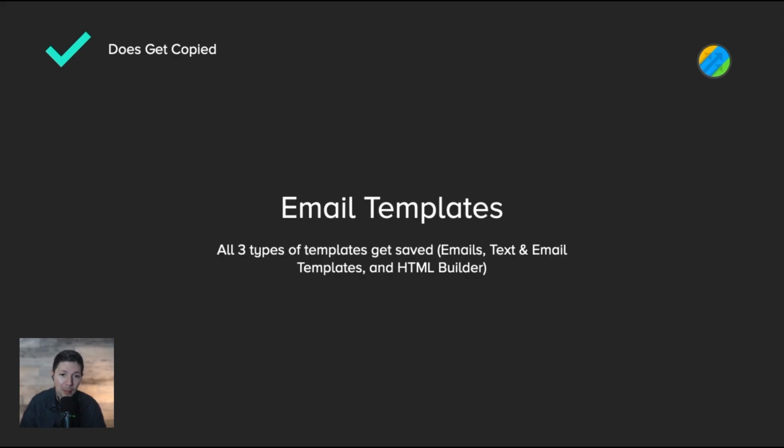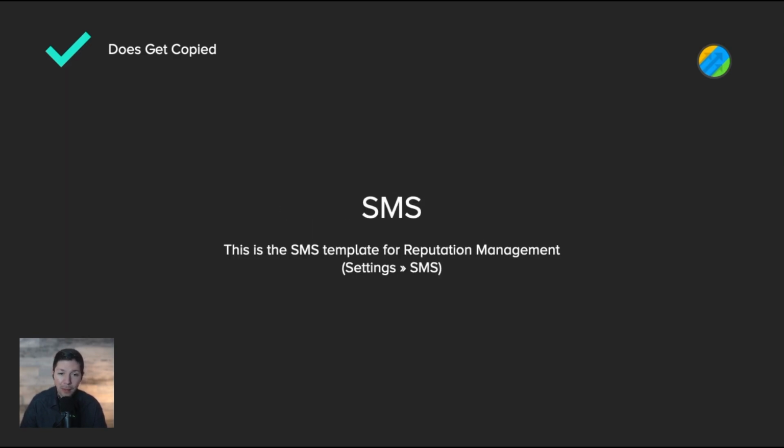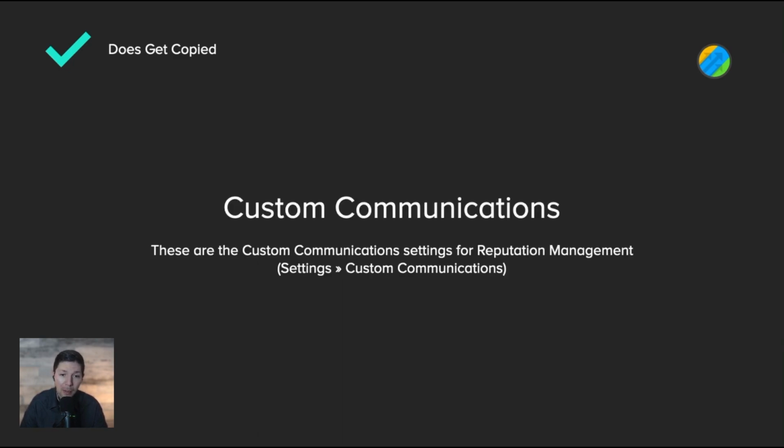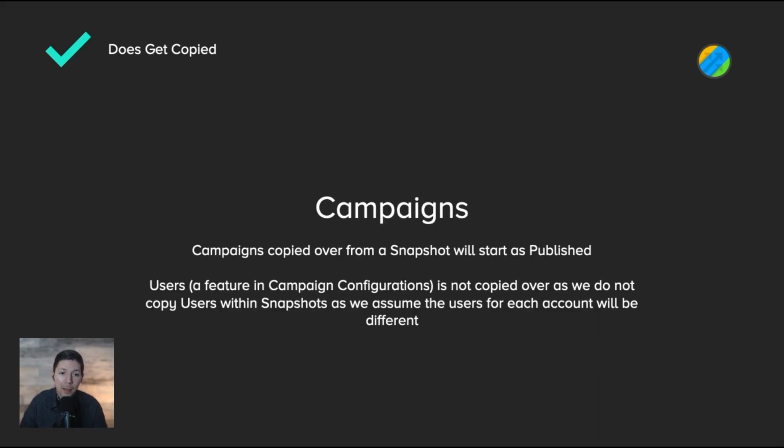Trigger links, surveys, forms, SMS templates, email templates, and there are three different kinds of email templates. All three of them get brought over. Then in reputation management, you have the SMS, the email, and the customer communication. Again, that's all under the reputation management stuff. So anything you set up there, those are going to get brought over. Campaigns are going to get brought over, and they will start as if they are published.